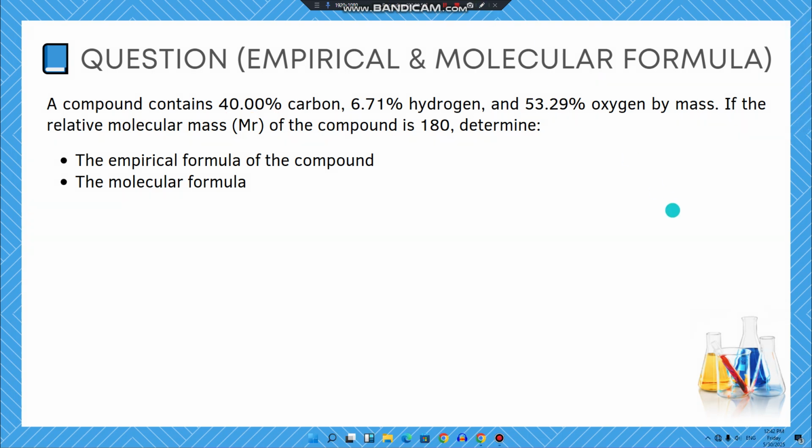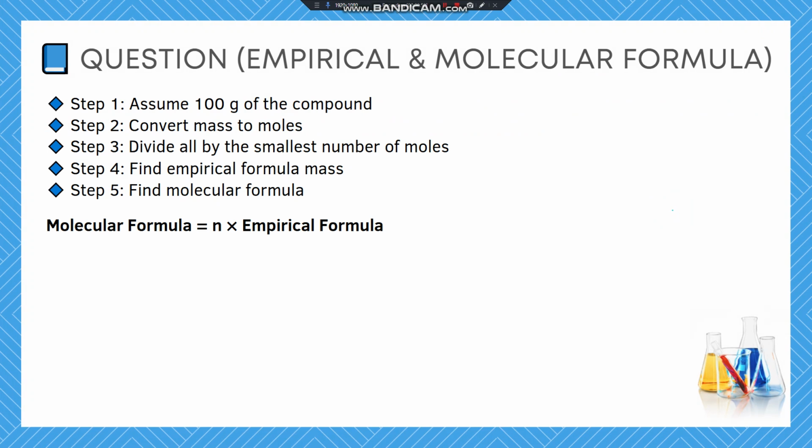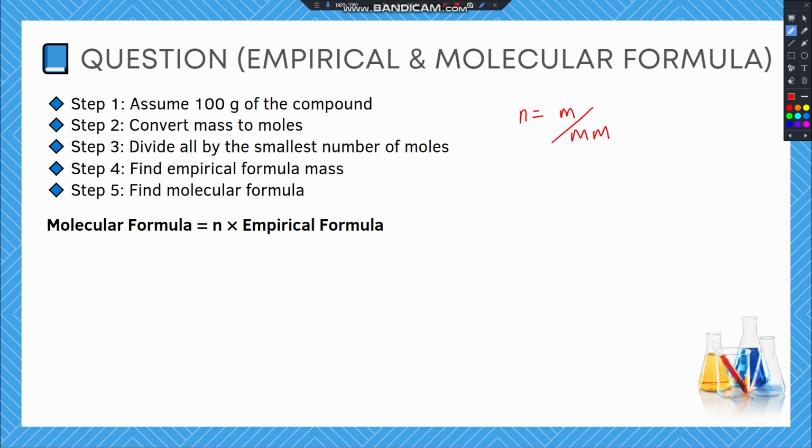So before we go into solving this question, here are the steps to getting the empirical formula and the molecular formula of a compound. Step number 1 says to assume 100 grams of the compound. Step number 2 says convert mass to moles. How do you do that? You simply say number of moles is equal to mass divided by molar mass. And since we're converting mass to number of moles, we simply use this as the subject of the formula.